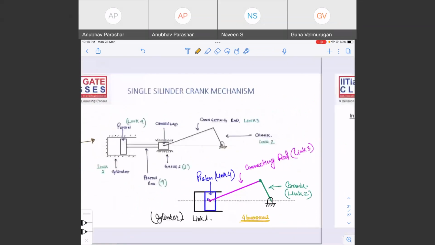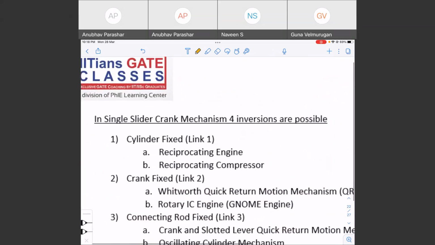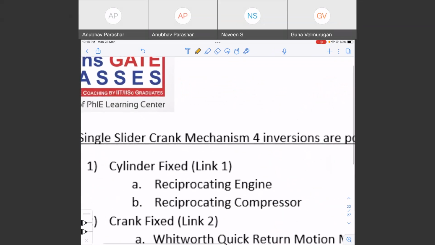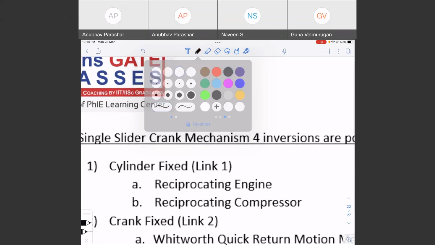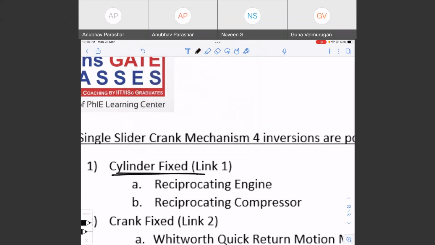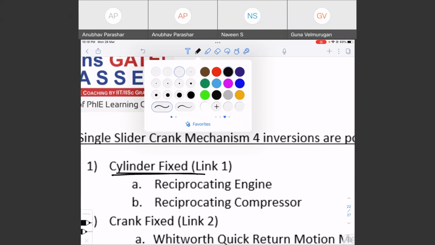So when these mechanisms are put to use, we'll get different machines. For example, cylinder fix. This is inversion number 1.